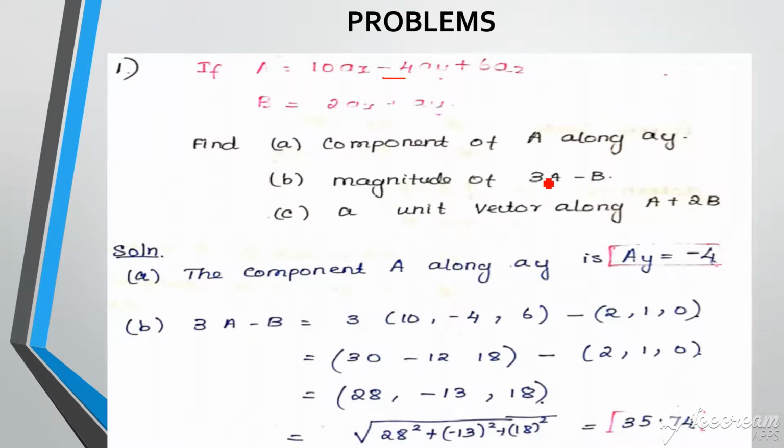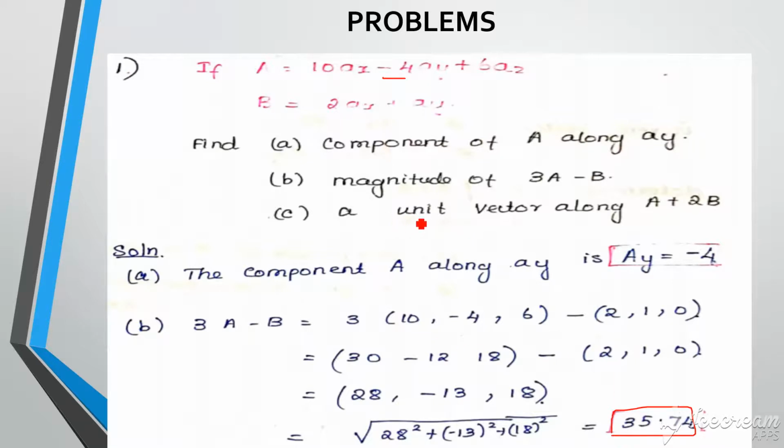Second question, the magnitude of 3A minus B. First we need to find 3A minus B, then take the modulus to get the magnitude. Instead of writing it directly as a vector, we can write it in point format. So 3 into A, which is 10, minus 4, 6, minus B, which can be written as 2, 1, 0. Now simply multiply 3 inside, it becomes 30, minus 12 and 18, minus this one. Now subtract these two; the answer is 28, minus 13, 18. Now simply take the square root of this answer, and we get the magnitude as 35.74. This is the answer for the second subdivision.